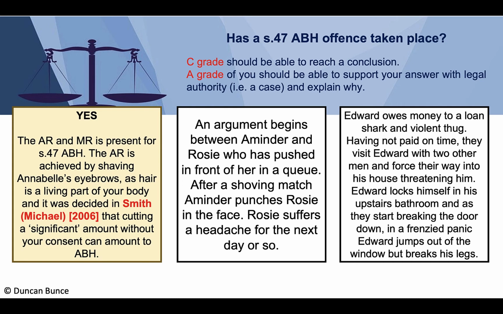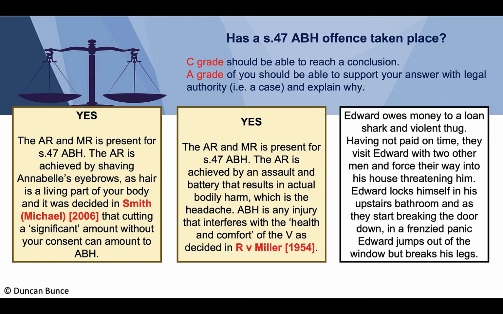You may well remember what we said about this earlier, but here you've got a punch, so we know there's a battery, the application of unlawful force. But now we've got the situation there with the headache. We know from the Miller case it's any hurt or injury that interferes with the victim's health or comfort. A headache certainly would, and therefore we can say quite clearly ABH is present.